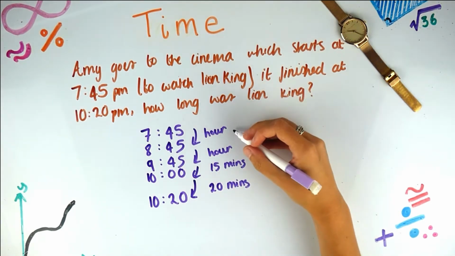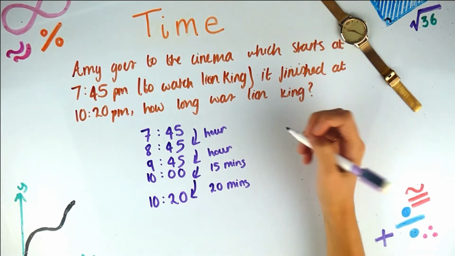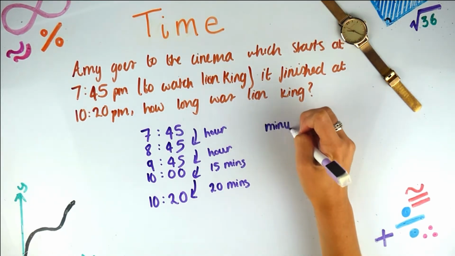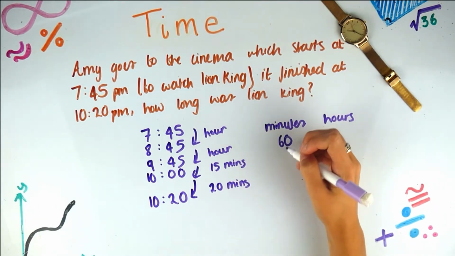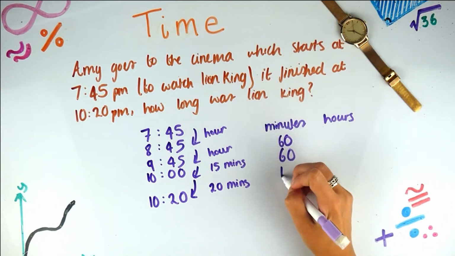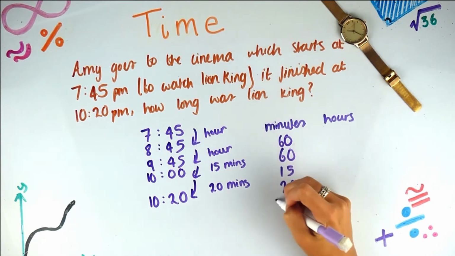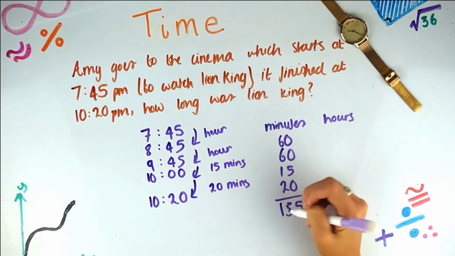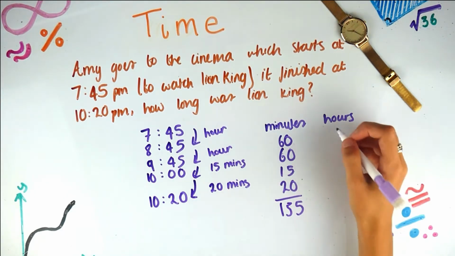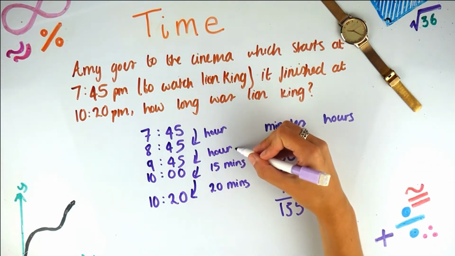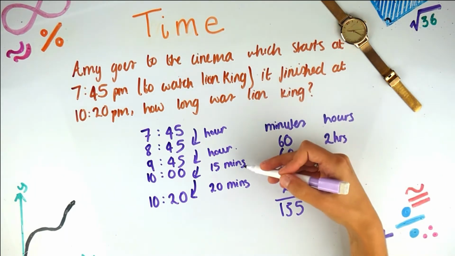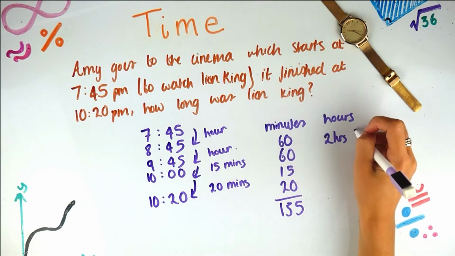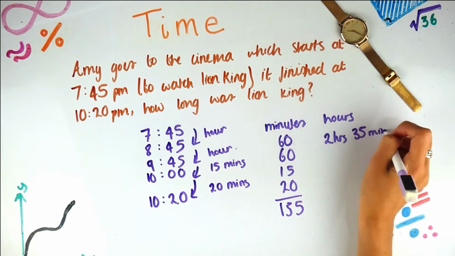So let's do it in minutes and hours. So we'll do minutes and then hours. In minutes, an hour is 60 minutes, another hour will be 60 minutes, 15 minutes and 20 minutes, that is 155 minutes. Or if I do it in hours, I know I've been 1 hour, 2 hours, and 15 and 20 minutes, so that is 35 mins.